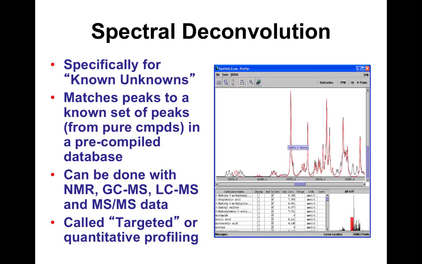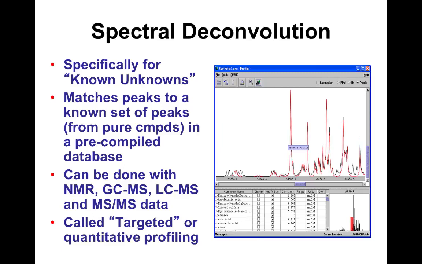And spectral deconvolution is a technique that works for NMR, it works for GCMS, and it works for LCMS. So it's a general method. And the principle, as I say, is to basically match the peaks in your mixture of blood or urine or tree sap, whatever, to known peaks of pure single compound spectra. And so that means you have to have a pre-compiled database of those pure, clean spectra.